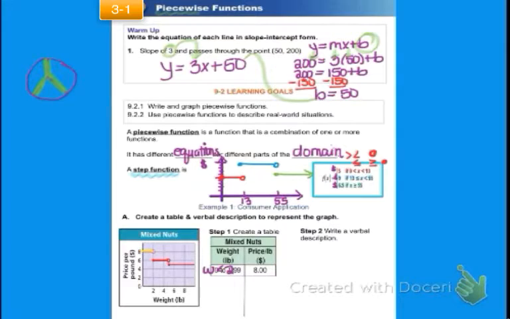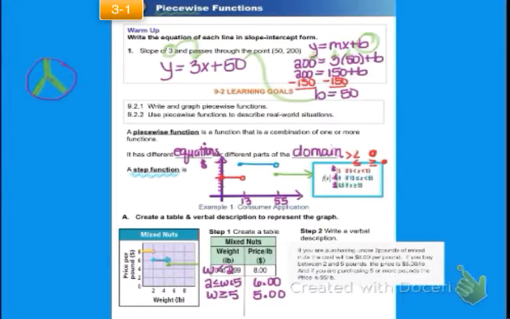So then the next interval would be starting at 2 pounds, but ending just before 5 pounds. So in other words, if the weight was less than 5, but greater than or equal to 2 pounds, then they only charge you $6 a pound. So they're giving you this bulk discount, cheaper price because you're buying more mixed nuts. And then finally, the price drops down to its lowest point of $5 when you buy 5 or more pounds. So when the weight is greater than or equal to 5 pounds.